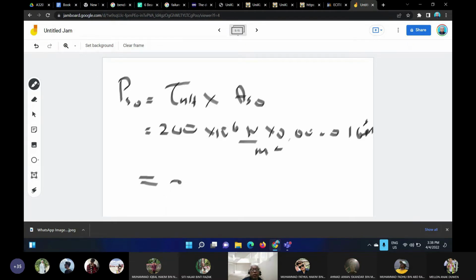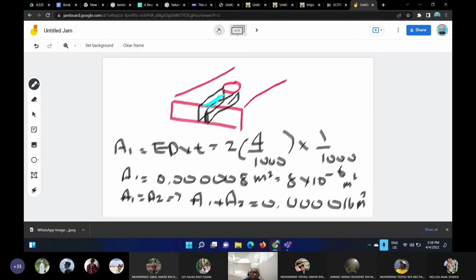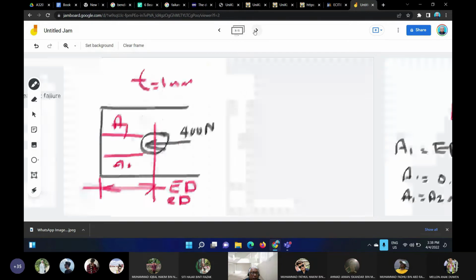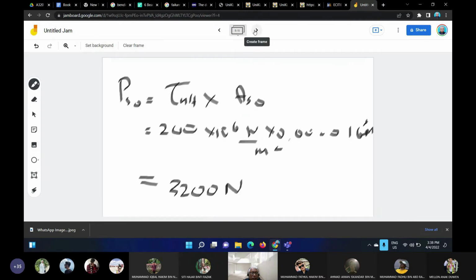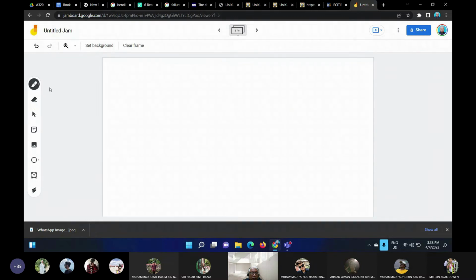So you got 3200 Newton. So that is the strength for shear out. Okay, now you apply 400 Newton. So that means you are safe because you only apply 400 Newton. But how much, or are you sure it's safe?